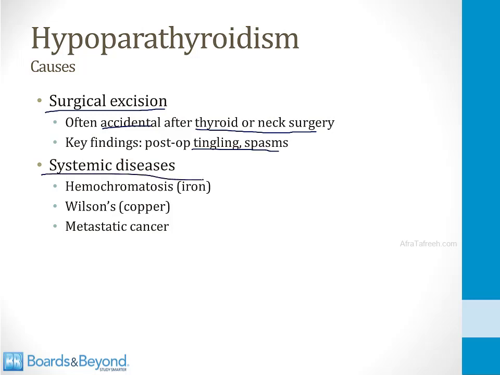There are other much more rare causes of hypoparathyroidism. This can include systemic diseases like hemochromatosis with iron deposition or Wilson's disease with copper deposition, or rarely metastatic cancer has been described invading the parathyroid gland. All these things can destroy the parathyroid tissue and lead to hypoparathyroidism.